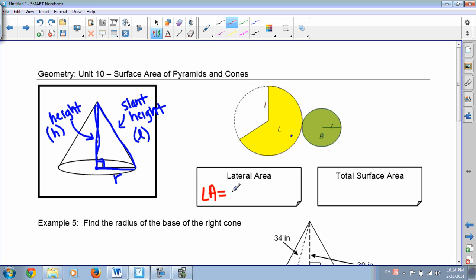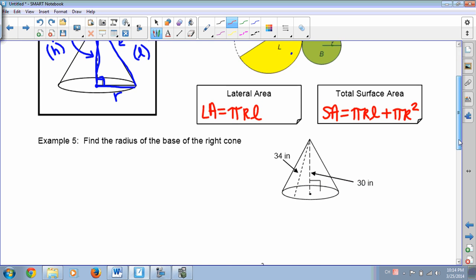The formula for the lateral surface area of a cone, all of these are on your formula chart, is pi r L. So pi times the radius times the slant height. And the total surface area of a cone is pi r L, so the lateral area, plus the area of the base, which in this case is a circle, and the area of a circle is pi r squared. So pi r L plus pi r squared is the total surface area formula for a cone.